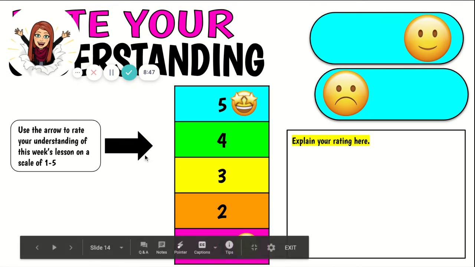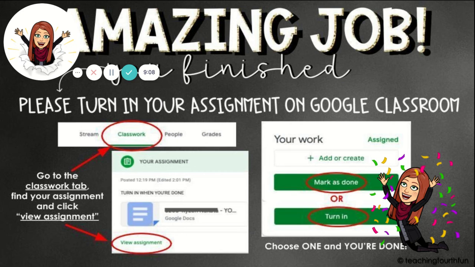So click and drag the arrow. This being, yep, I feel really confident in it. I feel like I could do this again, no problem. One being, this was really tough, I need some more help. Or if you're feeling somewhere in between, make sure you write an explanation. So if you put your arrow down here, what specifically was hard? Where did you get stuck? And that'll be really helpful.